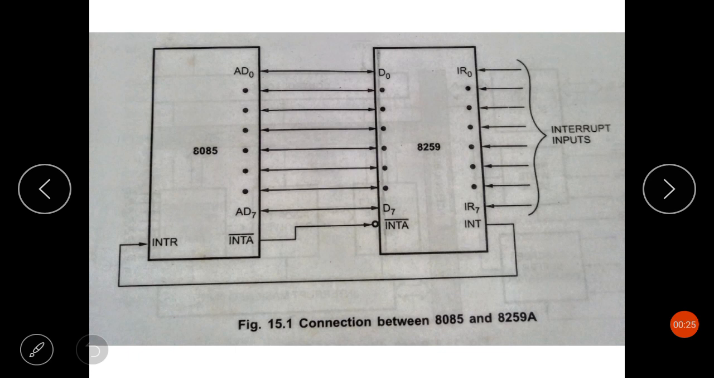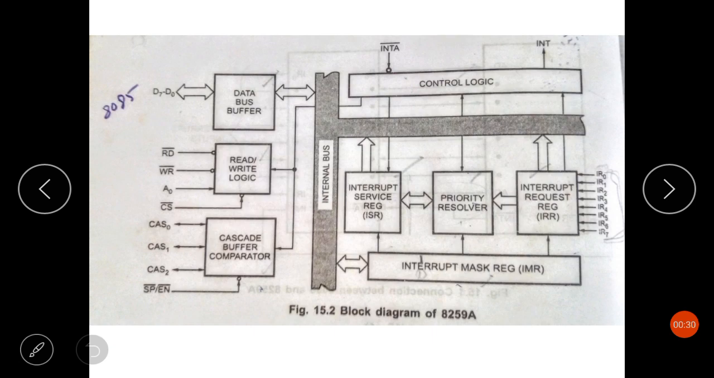So first, what happens? One or more of the interrupt request lines. As you can see, this interrupt request register has 8 interrupt request lines. So one or more of the interrupt request lines, this IR0 to IR7, are raised high, setting the corresponding IRR, that is interrupt request register bits. If all 8 get high, then it's okay. If any of these pins gets high, then also it is okay. It will set the corresponding interrupt request register bit.